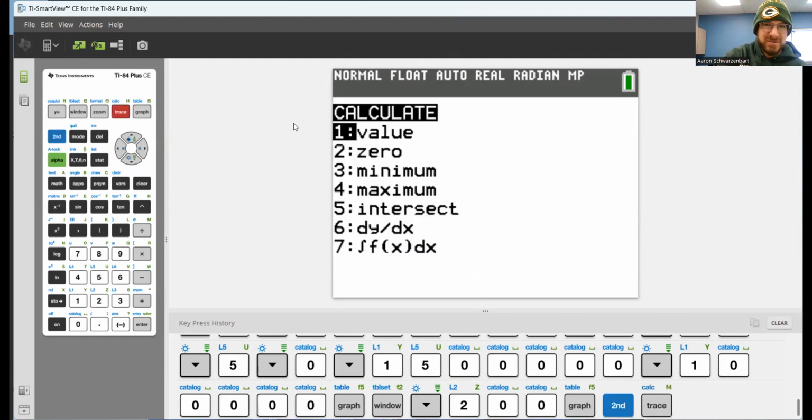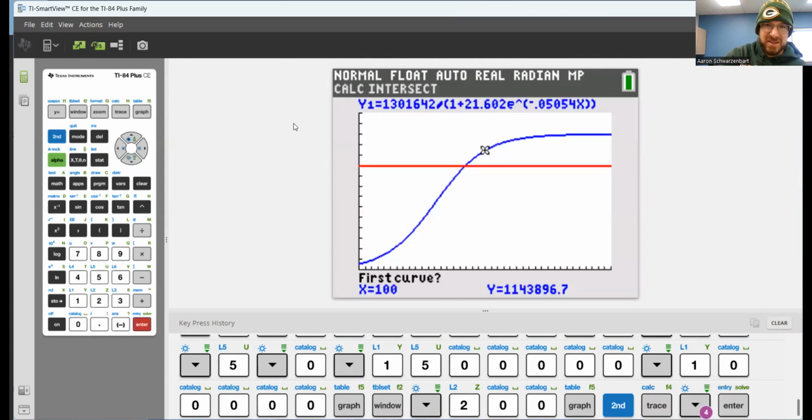To solve this, I'm going to do second calc and go to intersect. First curve, second curve, guess. After 84 years, the population of Dallas, this is Dallas, the population was modeled from 1900. So after 84.5 years, it crossed 1,000,000. That would be the year 1985. Okay, that is the end of section 3.1.